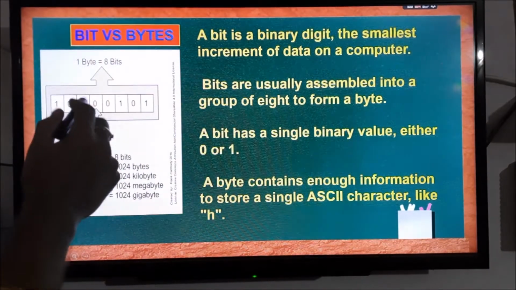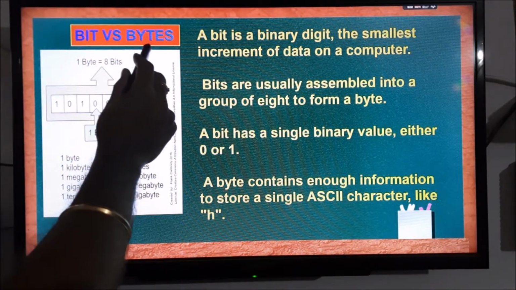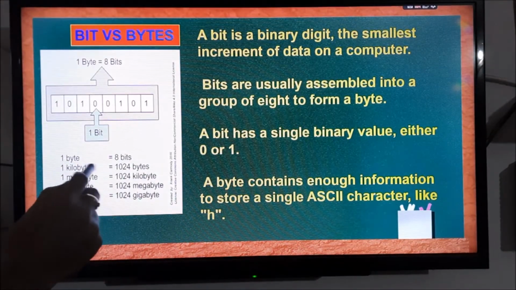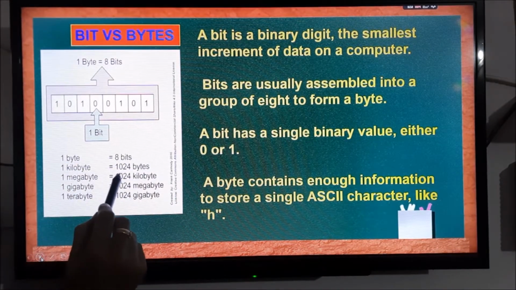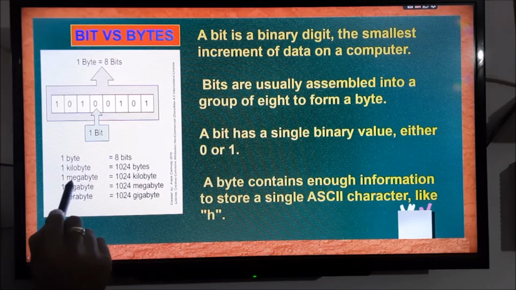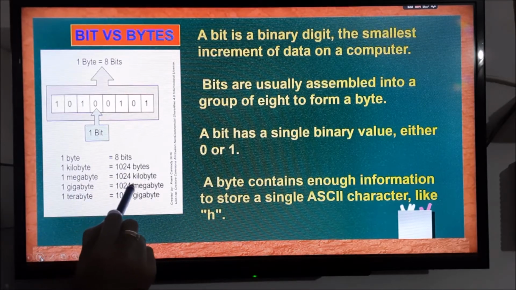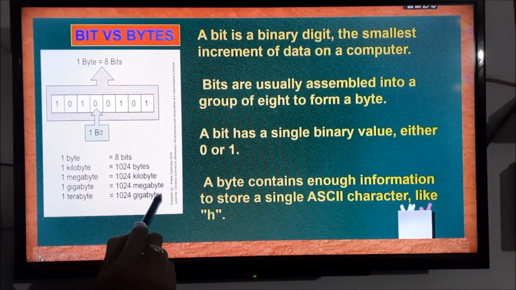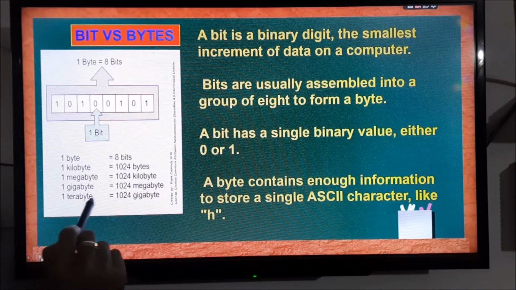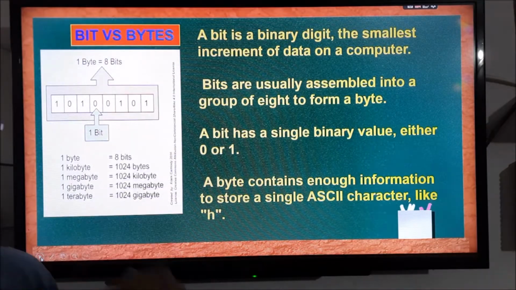You can see here bits versus bytes. 1 byte equals 8 bits. 1 kilobyte equals 1024 bytes. 1 megabyte equals 1024 kilobytes. 1 gigabyte equals 1024 megabytes. In the same way, 1 terabyte equals 1024 gigabytes.